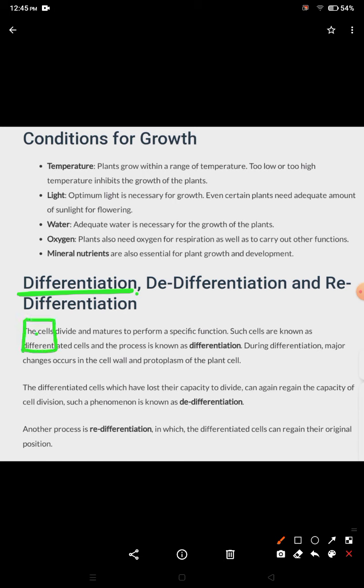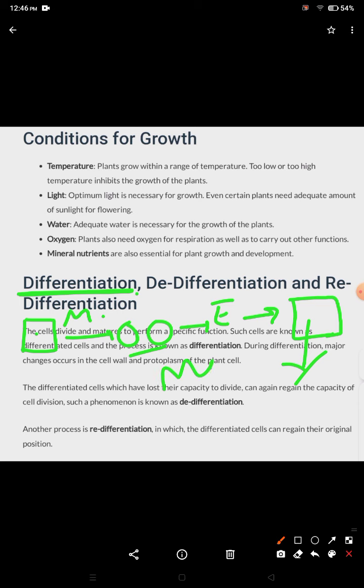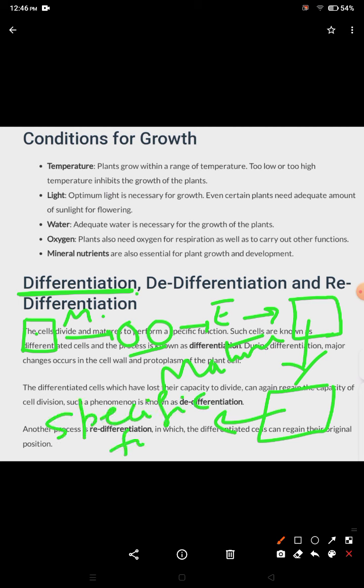Growth and development is there, so which division will take place? Mitosis cell division takes place. Daughter cells are produced, these cells elongate. After elongation, they acquire specific shape and size, become specific, mature, and perform specific function. This is called differentiation.